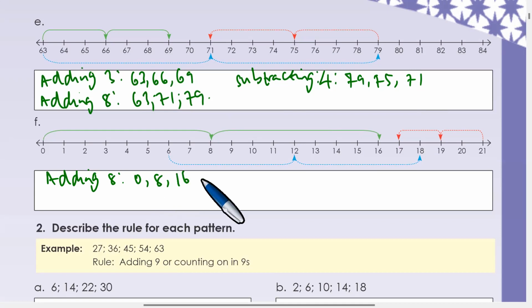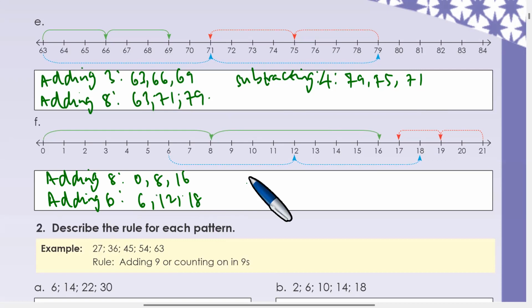What about the blue one? What are we doing in case of the blue color? What are we adding there? We're adding 6. And then we're starting with 6. And if you add 6, it becomes 12. If you add 6, it becomes 18.